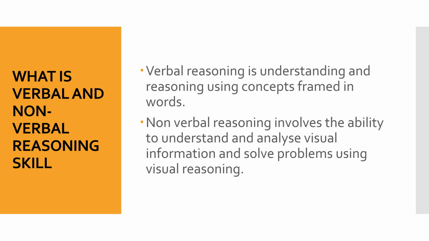So the first one is verbal reasoning. Verbal reasoning is understanding and reasoning using concepts framed in words. When you understand any concept with the use of words, that is called verbal reasoning. Non-verbal reasoning involves the ability to understand and analyze visual information. Visual means the information that is given in pictures, and you solve problems using visual reasoning, and then you try to find out the solution and solve the problem.